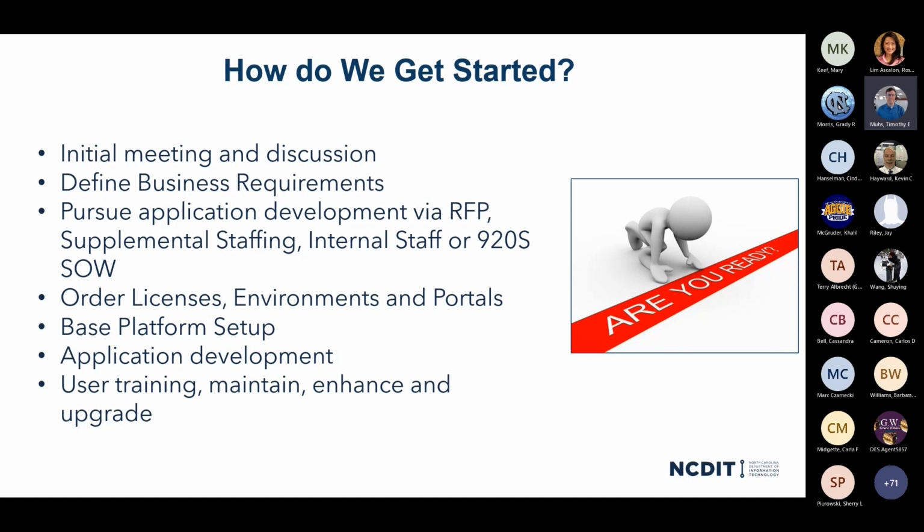Or you can use the 920S statement of work or IT services contract, where we've gone out and pre-vetted 18 vendors to supply Power Platform application development. You submit it. There's a template out there. You fill it out with your scope of work information. You send it out, you get proposals back. Maybe you'll get 5, maybe you'll get 10, but it goes out to all those different agencies, and you can review them and decide to move forward based on that. Your order, your licenses, your environments, your portals, DIT will set up that base platform and get you or your developers ready to rock and roll. You do your application development and then move on from there with your training and enhancing the site.